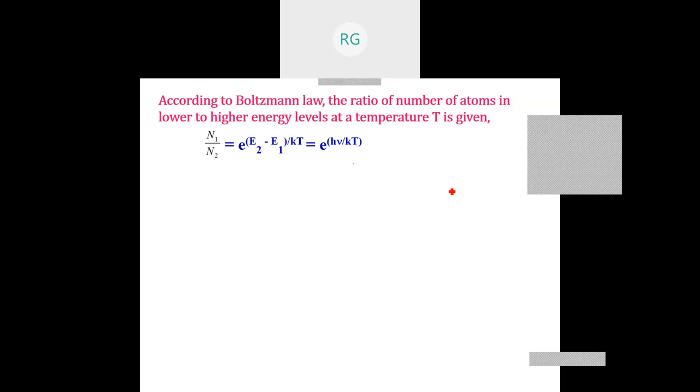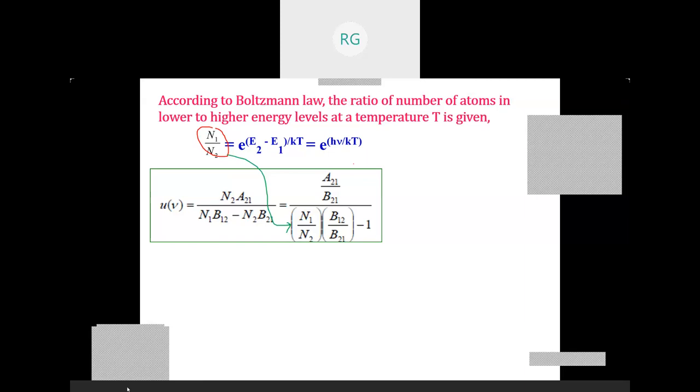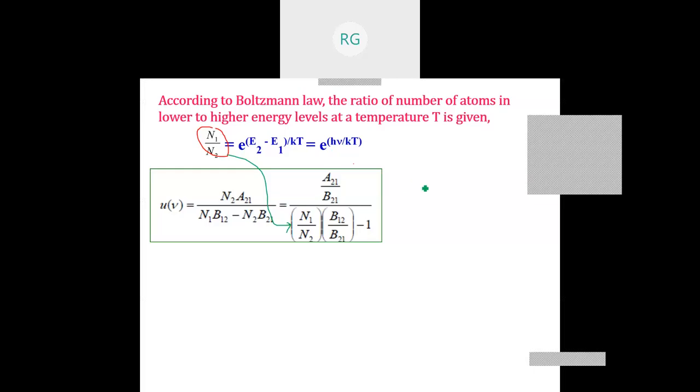Therefore, now we look at another important relation, which we derived in the previous slide. If I now look at this slide here, I have N1 by N2. So you try to substitute N1 by N2 somewhere here in this place. If I substitute that, you can see that the value of N1 by N2 can be replaced by e power h nu by kT. So if I do that, the equation will become something like this.